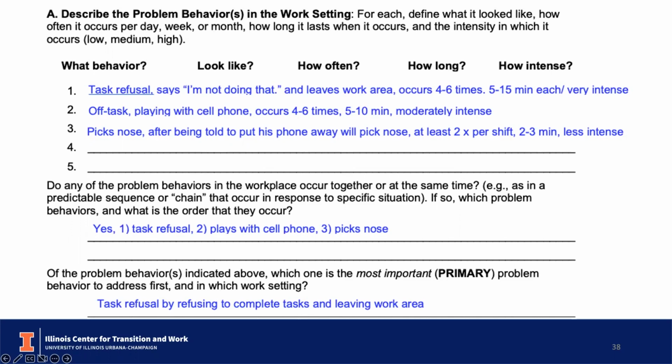And so thinking about those considerations, do any of those behaviors happen together at the same time, a predictable sequence? In Tony's case, yes. It starts with task refusal, then he gets out his phone, and if he's told to put his phone away, he'll pick his nose. And so of those primary problem behaviors, which one is the most important, the primary problem behavior? Well, in Tony's case, I go up and I look, and if I'm looking at how intense these behaviors are, task refusal is the most intense. And so that is going to be my primary problem behavior that I'm going to want to address first.